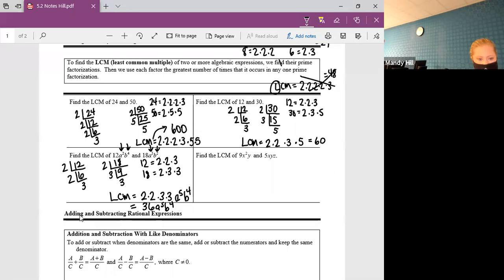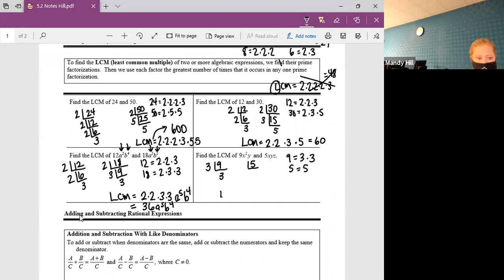Okay, so on this one, we're looking at 9. Focus on that first. And the other one is 5. We just look at the numbers. 9, 2 won't go into it, so I would go to my next prime number, which is 3. So 9 is just 3 times 3. 5 is already prime. So I'm comparing 3 times 3 to 5, which is just 5. There's nothing I can do with that.